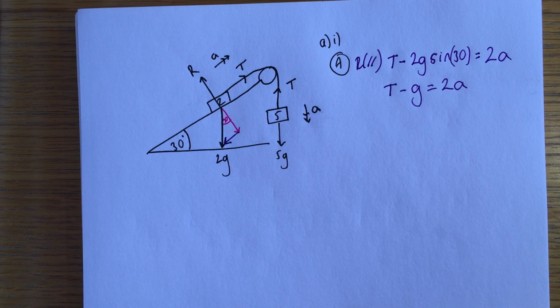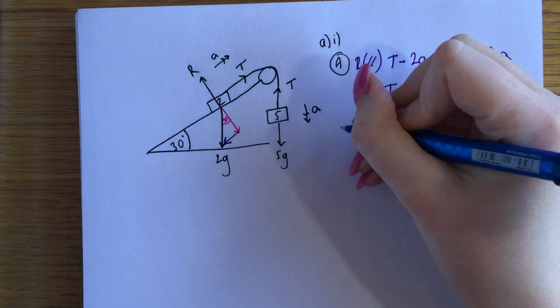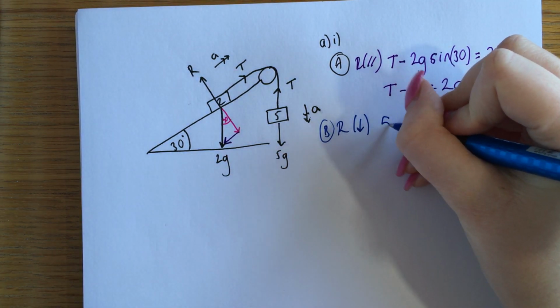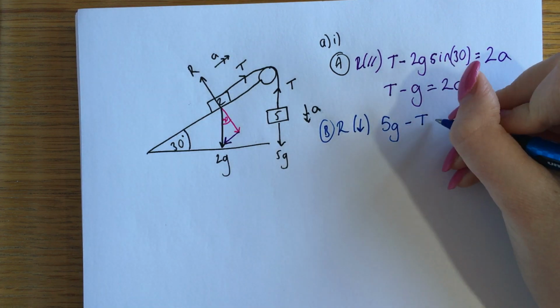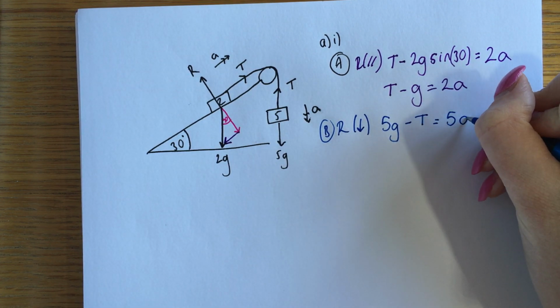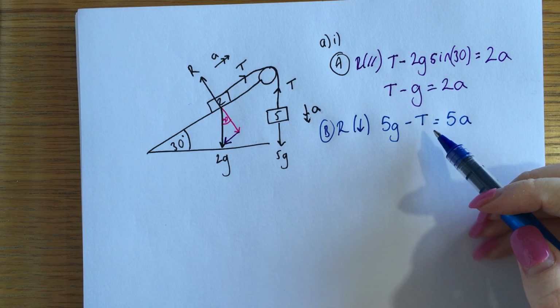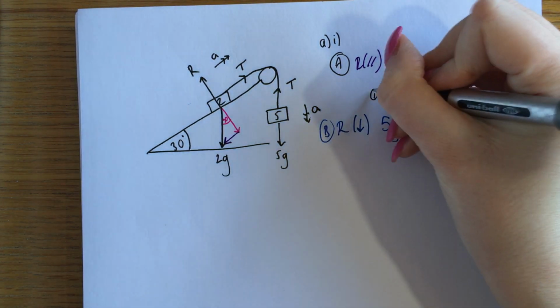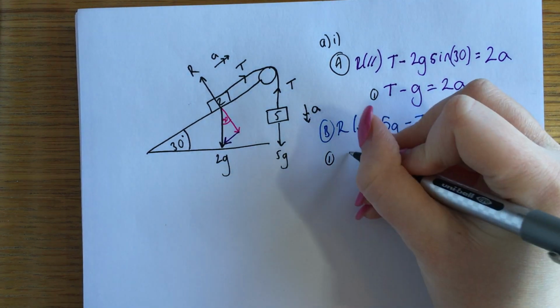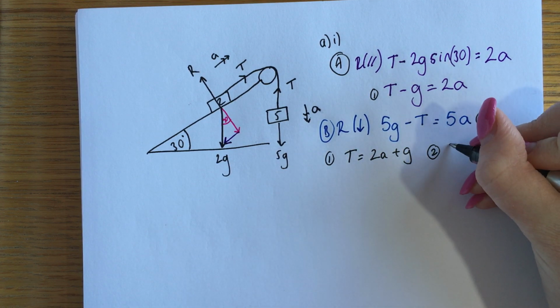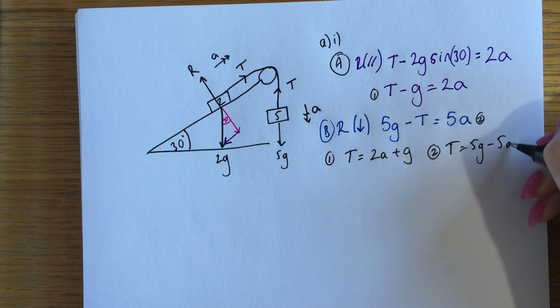So I'm just going to go straight to, and I'm not going to use my pinks, otherwise that'll be confusing. I'm going to resolve vertically at B. So 5G is putting it downwards, tension is holding it back up, and that is equal to mass times acceleration. So again, I can make T equals here and T equals there. So I've got equation 1 and equation 2. For 1, T equals 2A plus G, and for equation 2, T is equal to 5G minus 5A.